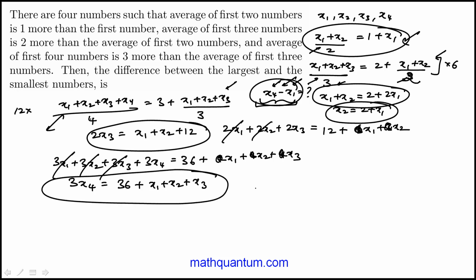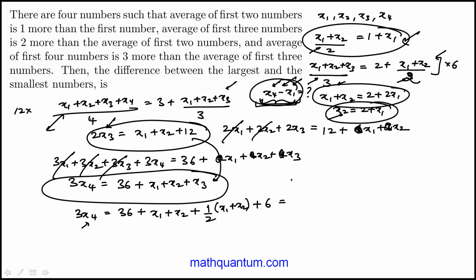So now I have to see how I get rid of x3. First thing I will do is substitute that here. 3x4 is 36 plus x1 plus x2 plus x3, which would be half of x1 plus x2 plus 6. And now I have an equation with x4, x1, and x2. Since my goal is to get something with x4 and x1 alone, I'll replace x2 with x1.